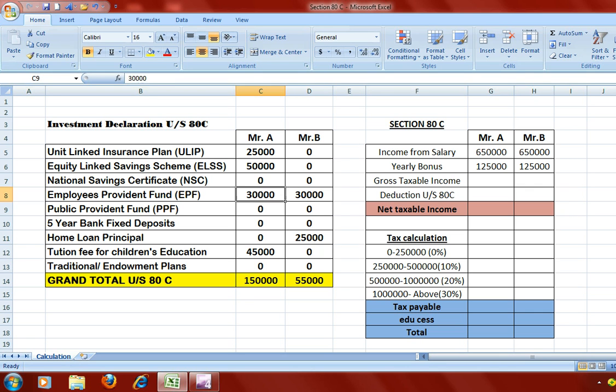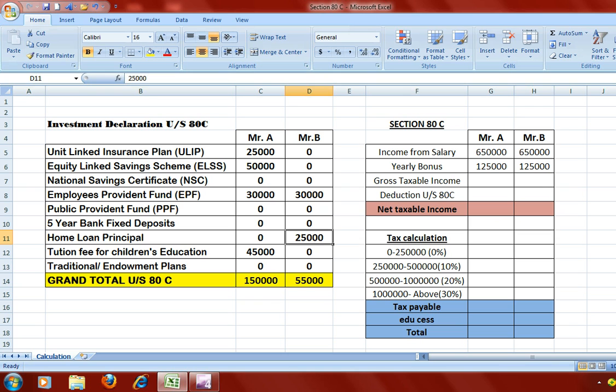Whereas if you take Mr. B, who is very conservative in nature, his contribution towards investment schemes is completely nil. He is only eligible for a default exemption, which is the provident fund contributed by him on a monthly basis. The total amount rounds up to 30,000 rupees.